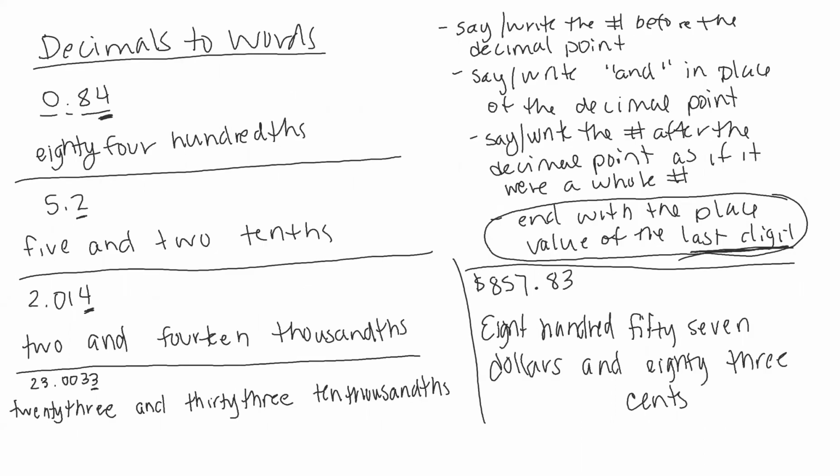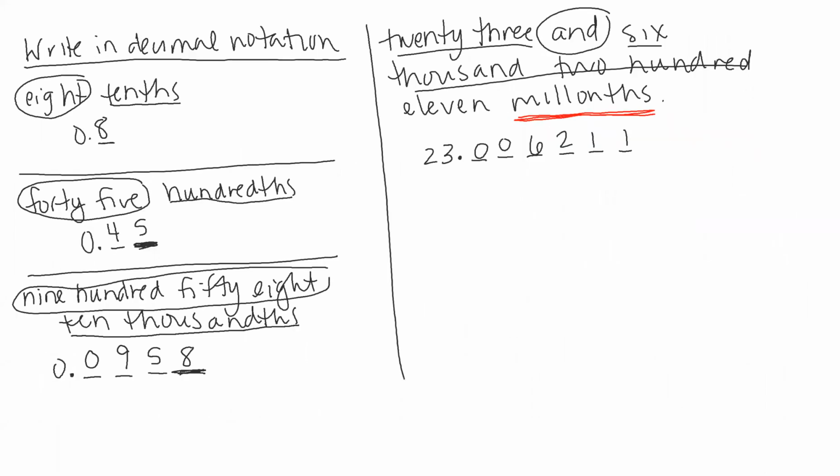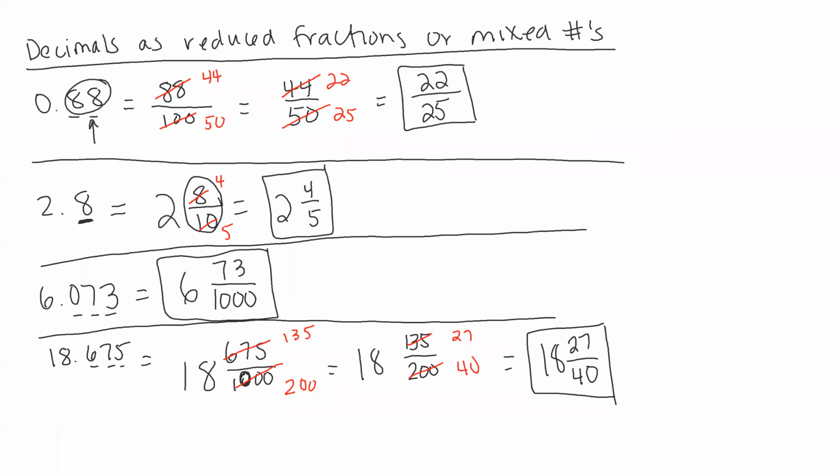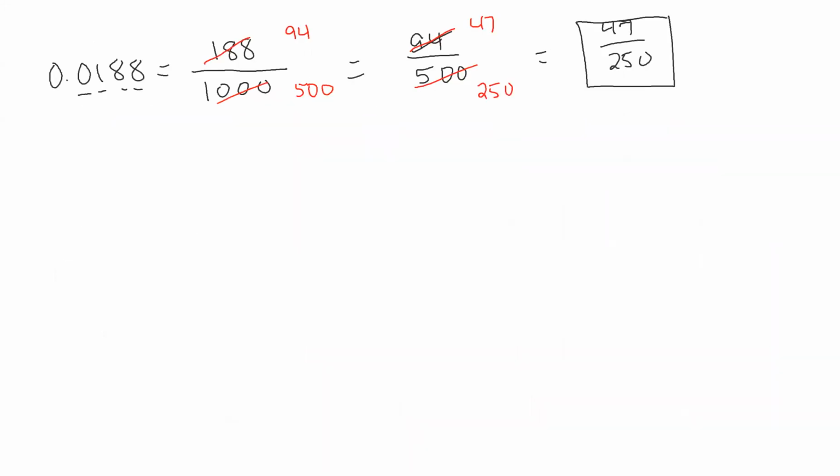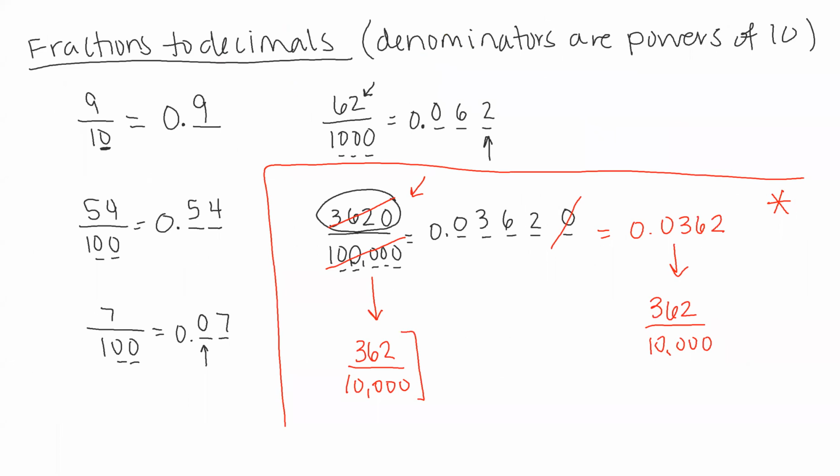All right. We then talked about how to write decimals as words. We talked about how to take words and write them as decimals. So we took numbers written out in words and we converted them to decimal notation. We wrote decimals as reduced fractions or mixed numbers. And then finally, I did show you how to convert fractions to decimals, but very specifically fractions where the denominators were powers of 10.